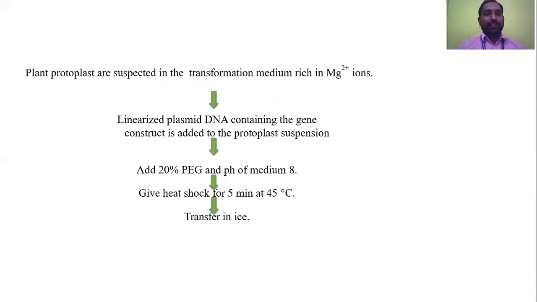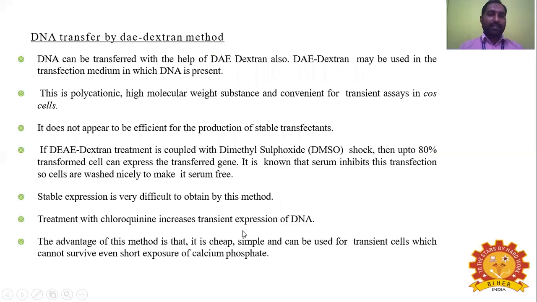So here we have the flow of how it works. Plant protoplasts are suspended in the transformation medium rich in magnesium ions, and then the linearized plasmid DNA containing the gene construct is added to the protoplast suspension. 20% PEG will be added, and then give a heat shock for 5 minutes at 45 degrees Celsius, and transfer to ice. Once it is transferred, it has completely done its job.